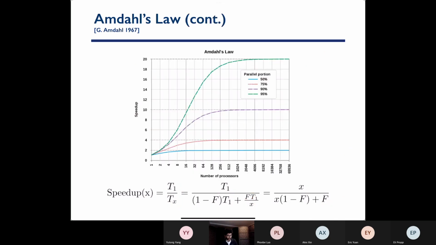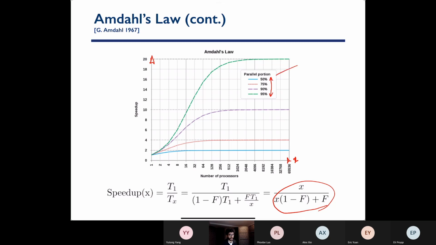Now, this is just an equation. We can draw this for different Fs. So in this graph on the y-axis, I have speed up. So basically, how much speed up I can expect. On the x-axis, I have number of cores. So this is X, how many cores I have. Now, different colors show different Fs.